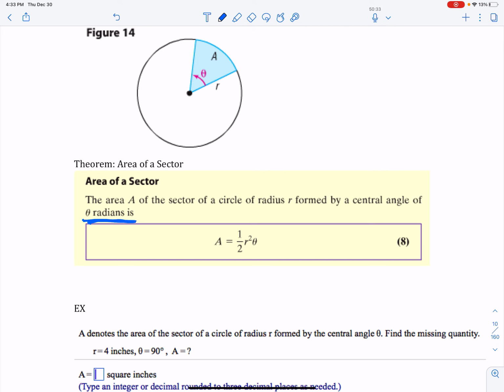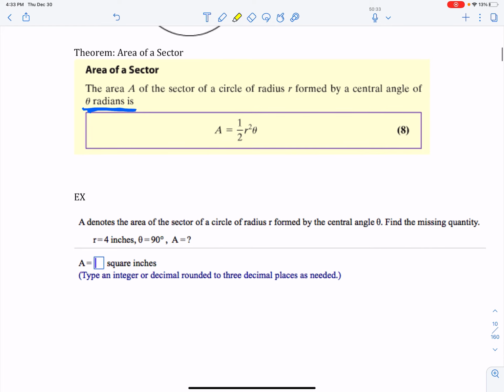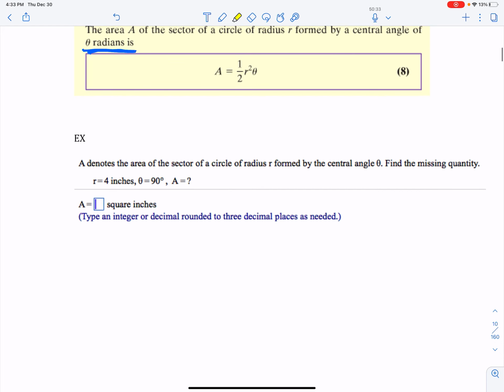So let's go ahead and look at that. Area means exactly that. We're finding the area of this whole entire angle inside of this circle. So we're finding this piece of the circle, and that's called a sector. All right, so we're going to use the formula. Let's look at the example.